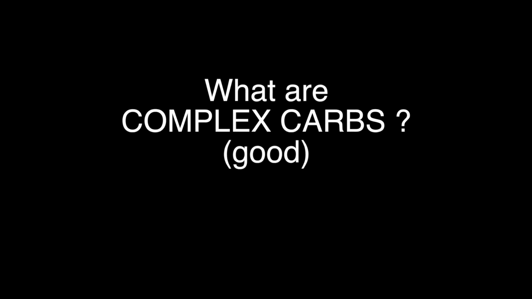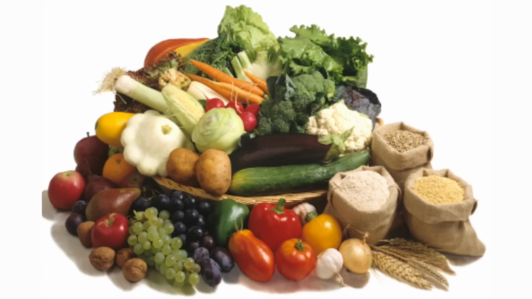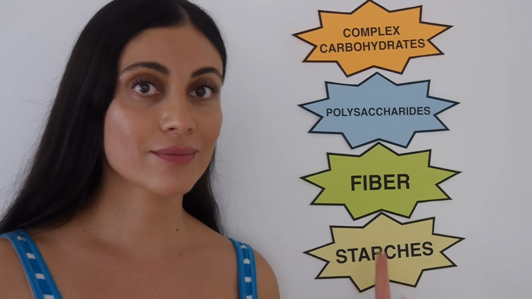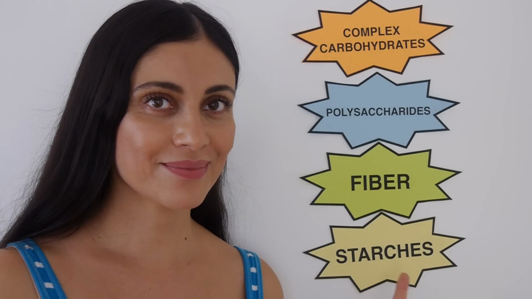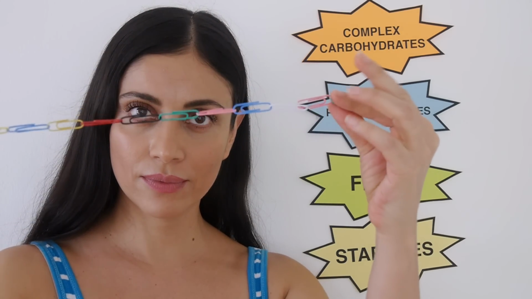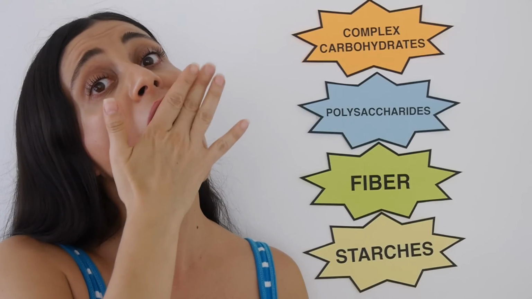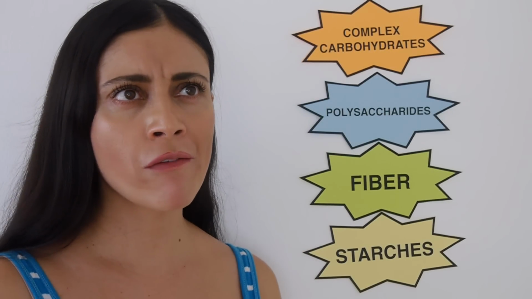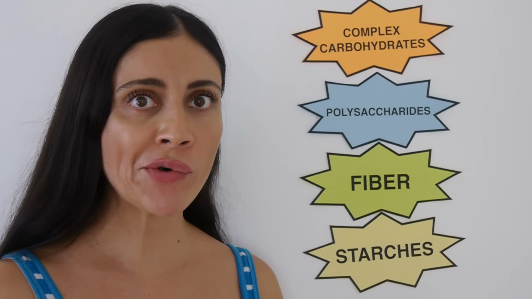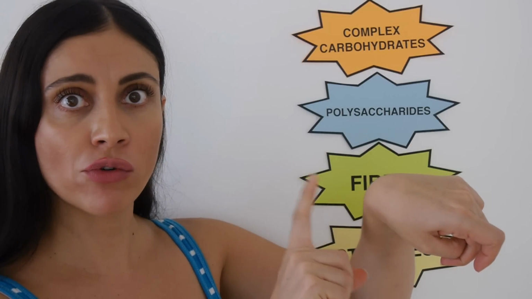Now, what are the complex carbs? Nicknamed good. Complex carbohydrates like legumes, whole grains, fruits, and vegetables contain fiber and starch. Both fiber and starch are polysaccharides, meaning they are made up of many units of sugar and resemble a long chain. The body has to work harder and longer in order to break them down and use. That's why complex carbs provide us with a more prolonged satiety sensation and a longer lasting energy.